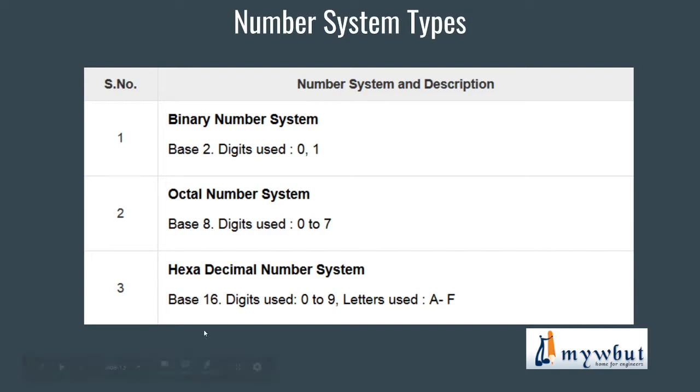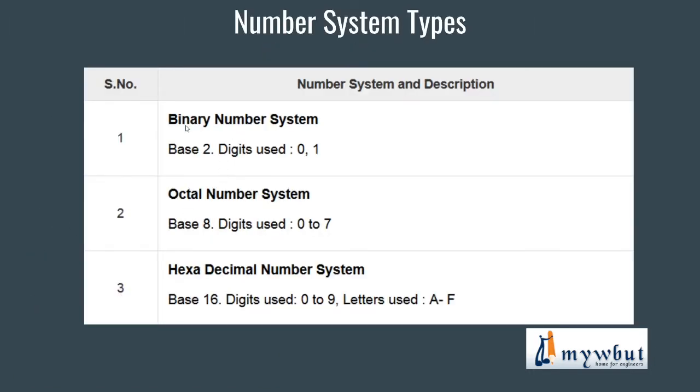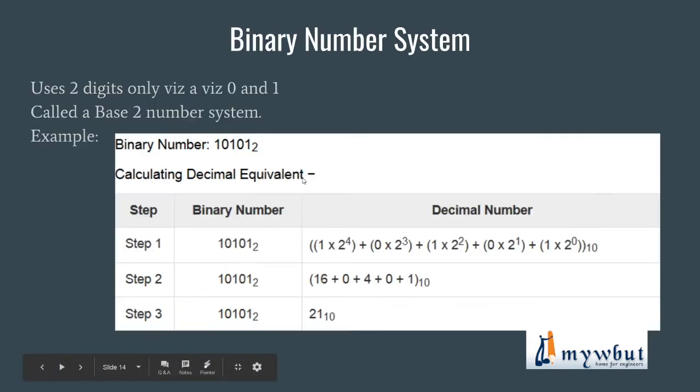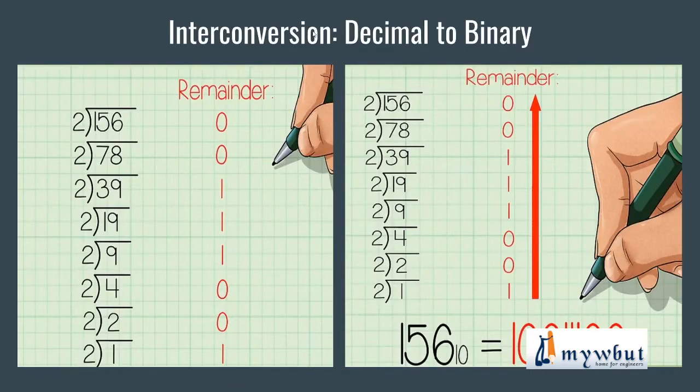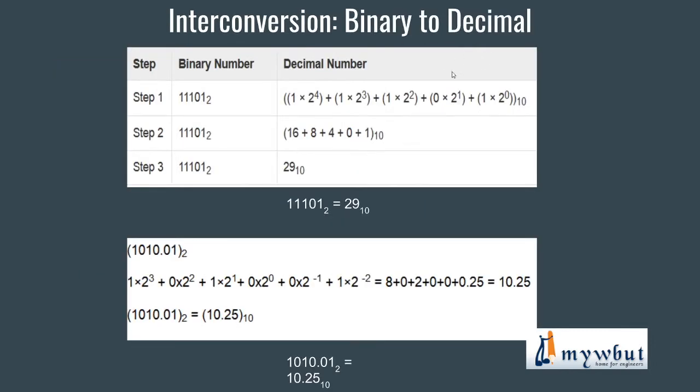In the last video, we had discussed that there are basically four number systems. First one is the decimal number system, and the other three are binary, whose base is 2, octal with base 8, and hexadecimal with base 16. And we have the digits or letters used in those three systems. Today we will see interconversion from decimal to binary and binary to decimal.